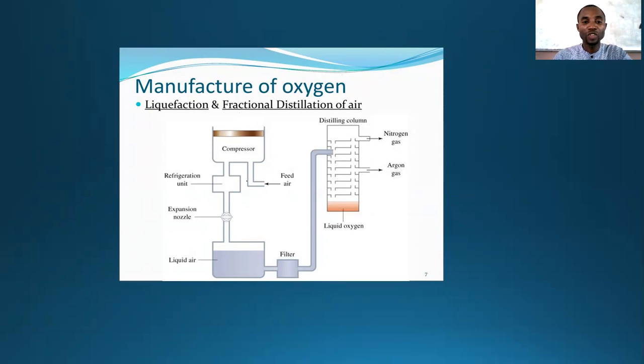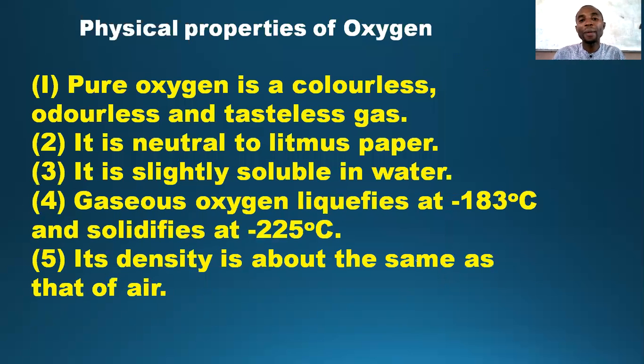First of all, the compressor is here, and after that, the air will pass, be filtered off, and go through this particular final chamber for it to be distilled out. All right, this is the chamber for the industrial preparation of oxygen. What are the physical properties of oxygen?